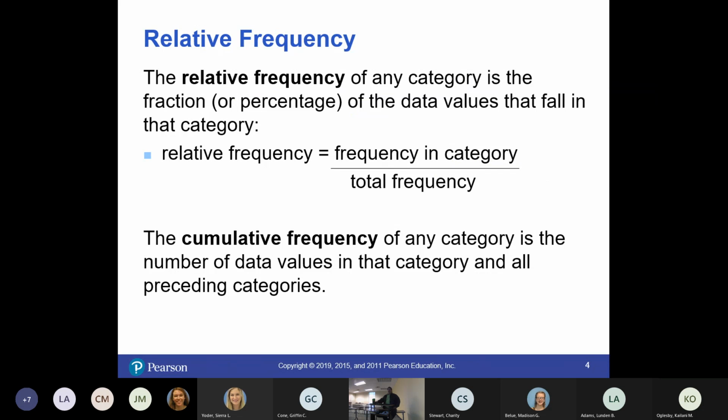Percentage. Write that down. You don't need to write all this down. You just need to write relative frequency equals percentage. Your frequency, and put relative frequency or percentage is equal to frequency divided by n.